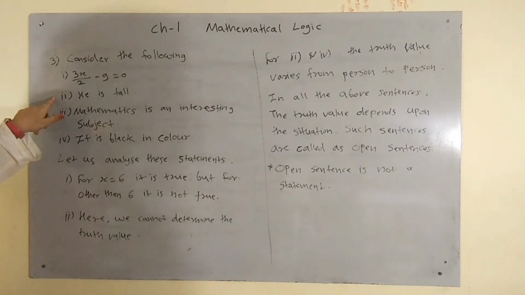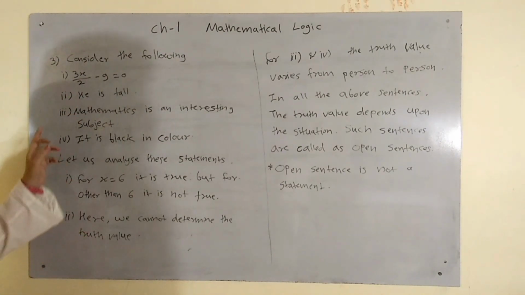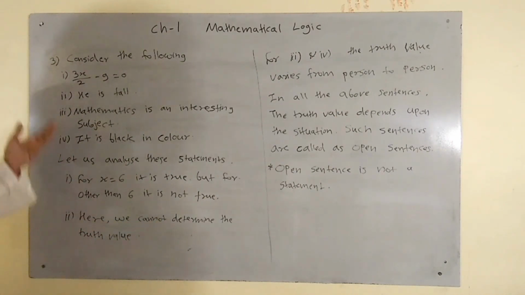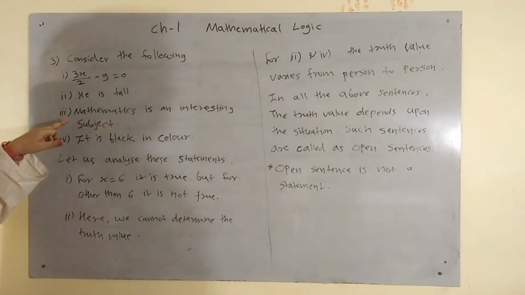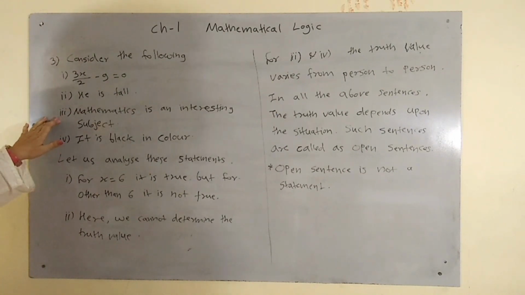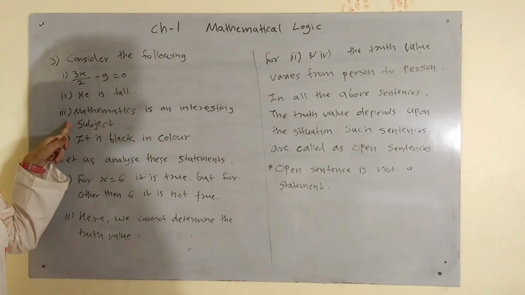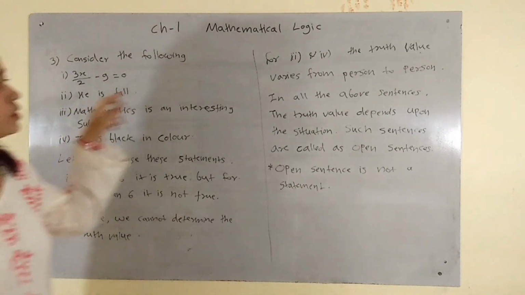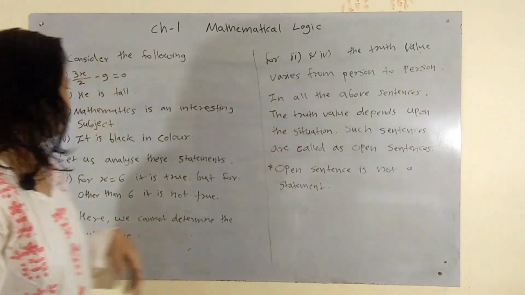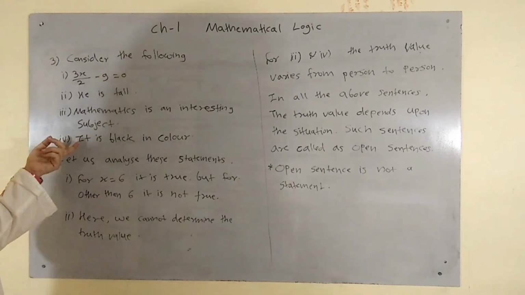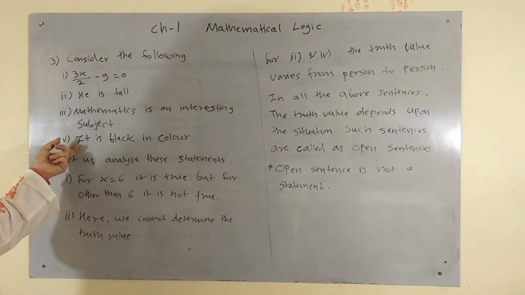Okay. Next example, he is tall. But we don't know whether he is tall or not. Here we cannot determine the truth value, whether it is true or false. Next example, mathematics is an interesting subject, but this depends on the person. Some people like mathematics, some do not. Therefore, the truth value varies from person to person. And next, it is black in color. This also depends on the person.